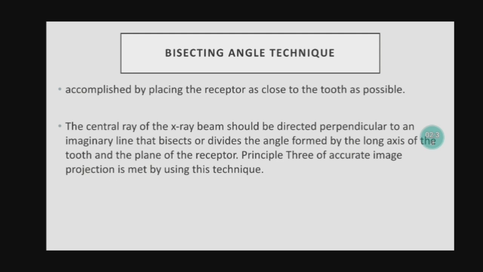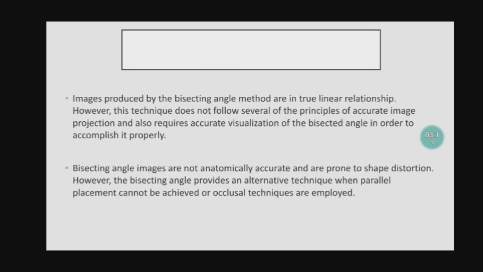Next, the bisecting angle technique. It is accomplished by placing the receptor as close to the tooth as possible. The central ray of the X-ray beam should be directed perpendicular to an imaginary line that bisects or divides the angle formed by the long axis of the tooth and the plane of the receptor. So principle 3 of accurate image projection is met by using the bisecting angle technique. Images produced by the bisecting angle method are in true linear relationship.